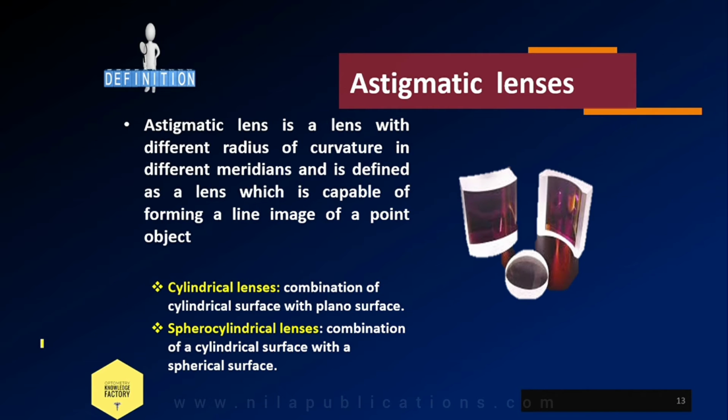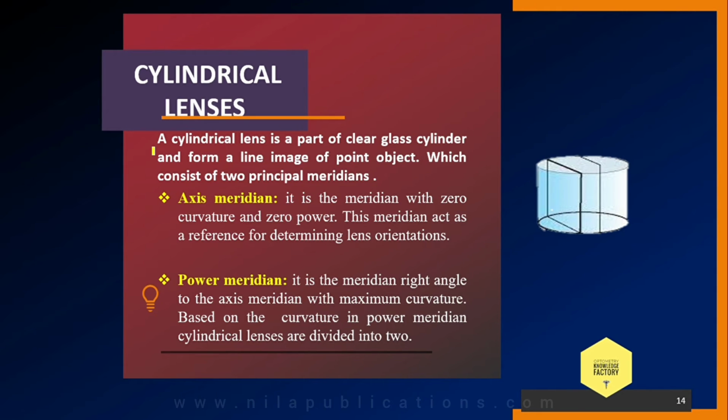Astigmatic lenses. An astigmatic lens is a lens with different radius of curvature. Because of the difference in radius of curvature, this lens has different power in different meridians, and the term astigmatism means: A means absent and stigma means point. An astigmatic lens forms a line image of a point object. It is defined as a lens which is capable of forming a line image of a point object. It is of two types: cylindrical lenses and spherocylindrical lenses. A cylindrical lens is the combination of a cylindrical surface with a plano surface, and a spherocylindrical lens is the combination of a cylindrical surface with a spherical surface.